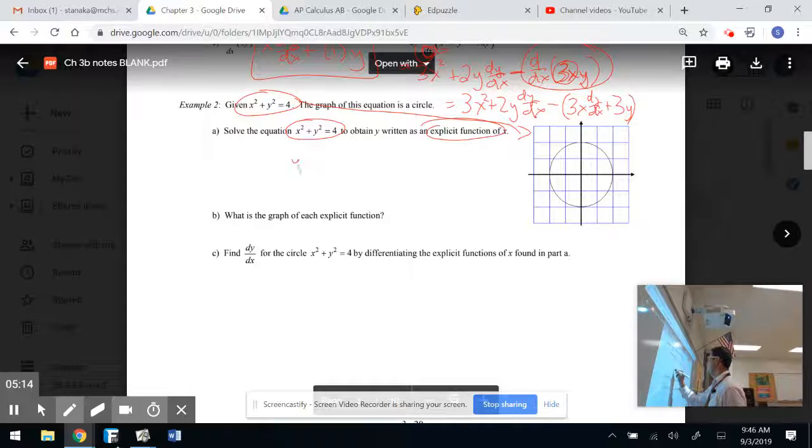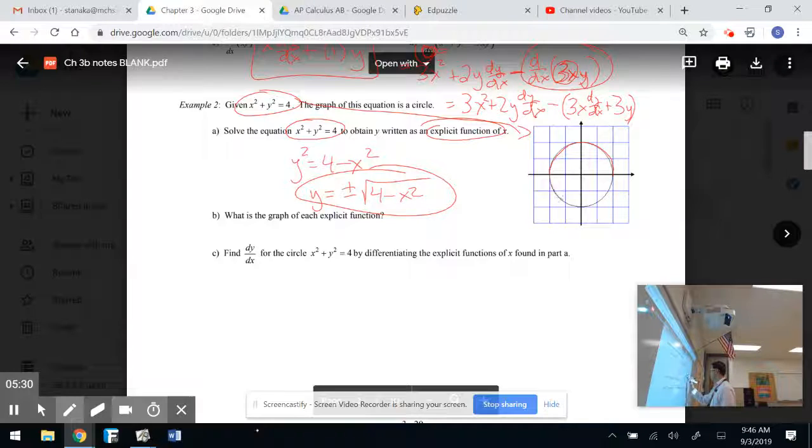I would solve this. y squared equals 4 minus x squared. y equals, whenever I take a square root of both sides, it is plus or minus. So that's actually the graph of the circle. The positive case would be above the x-axis, the negative case would be below. That would be two semicircles. This piece right here being y equals the square root of 4 minus x squared. This piece right here being y equals the negative square root of 4 minus x squared. Which two semicircles make a circle.